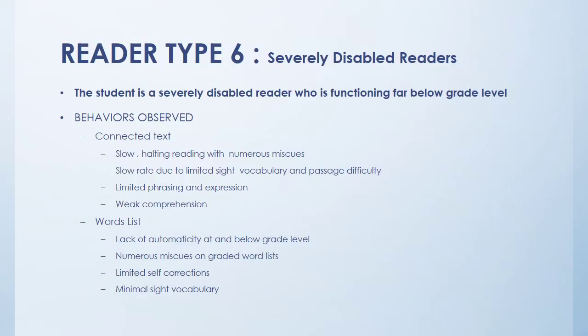Type 6 readers. They are the severely disabled readers who are reading far below the grade level. The behaviors observed are slow and halting reading with many miscues, slow rate, poor expression, weak comprehension, and minimal sight vocabulary.